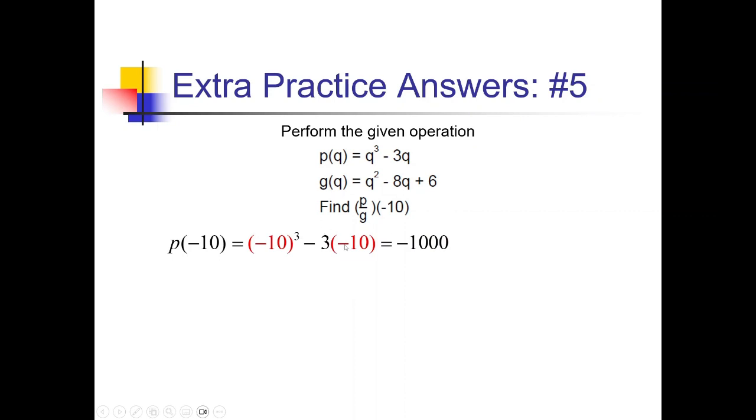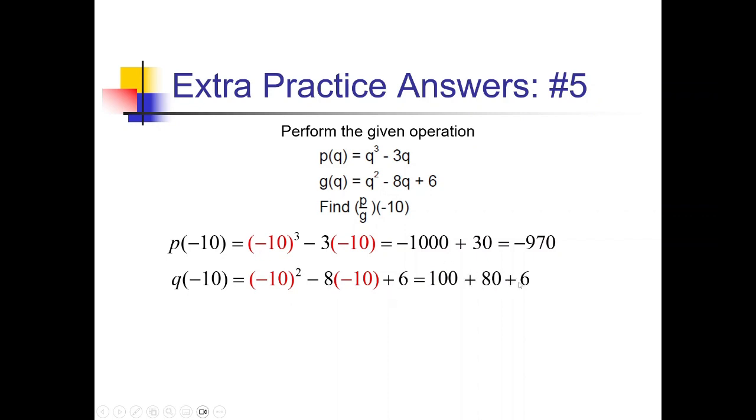Negative 3 times negative 10 is a plus 30. So that comes out to a total of negative 970. Next up, let's figure out g of negative 10. That's going to be negative 10 squared minus 8 times negative 10 plus 6. So that's 100 plus 80 plus 6, or 186. So that actually worked out pretty well.